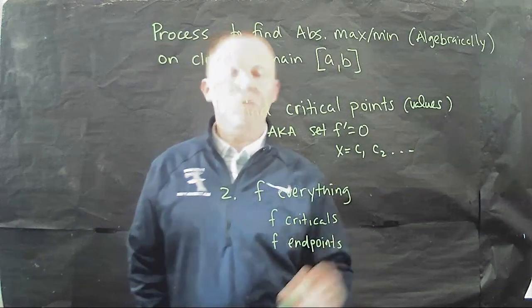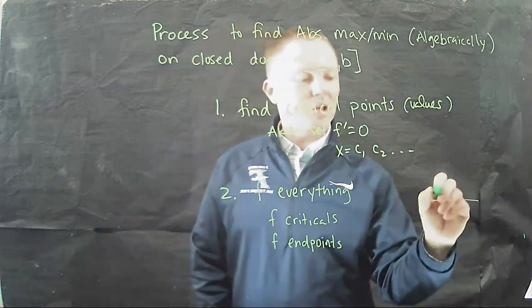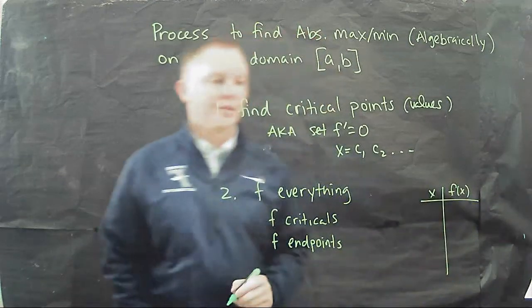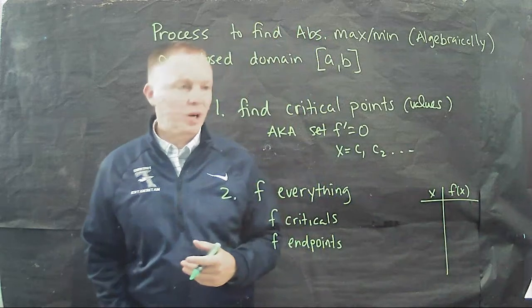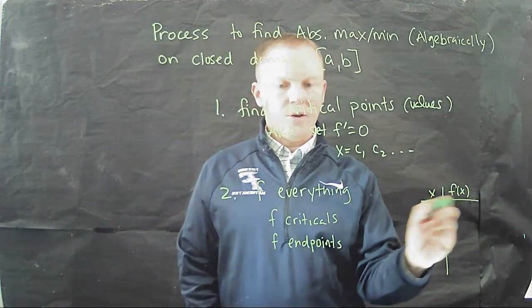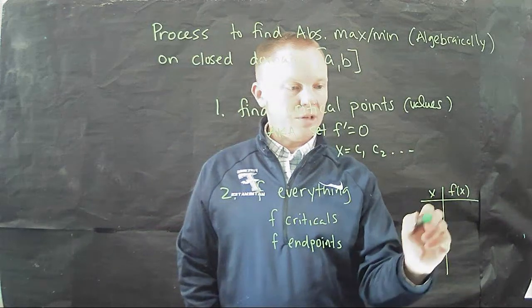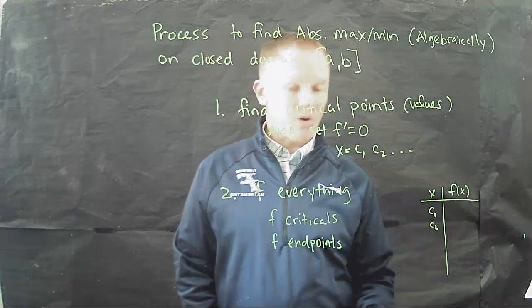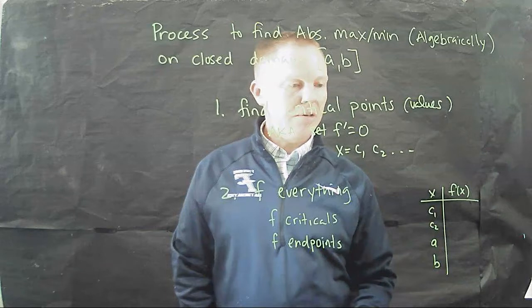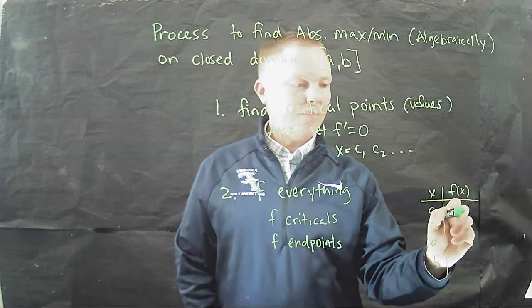And the easiest way to do that is to make a chart. So you just have an f of x chart, and you can use a calculator or Desmos to help you with this. Then you put your critical points here, C1, C2, as many of them as there are, and then you put your endpoints, A and B, and then you just f them.